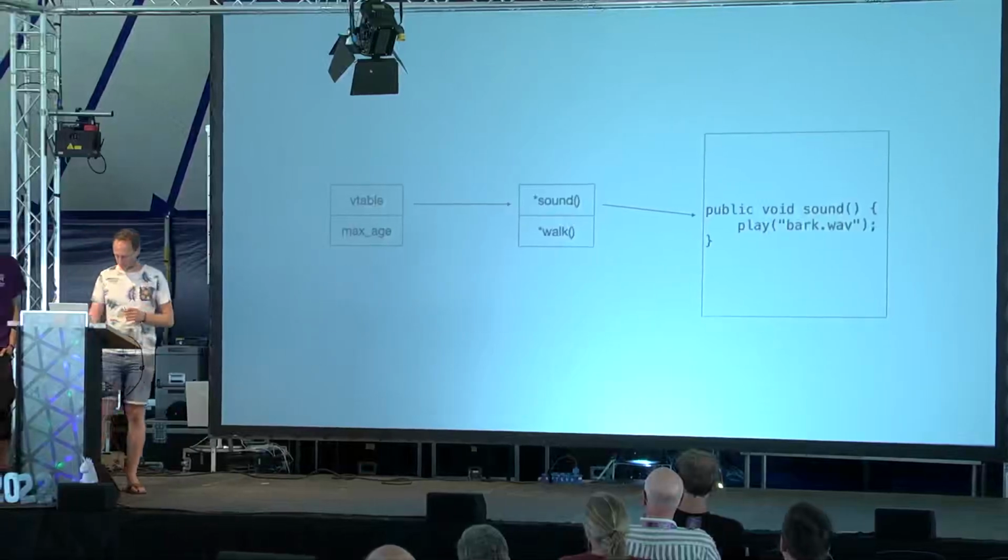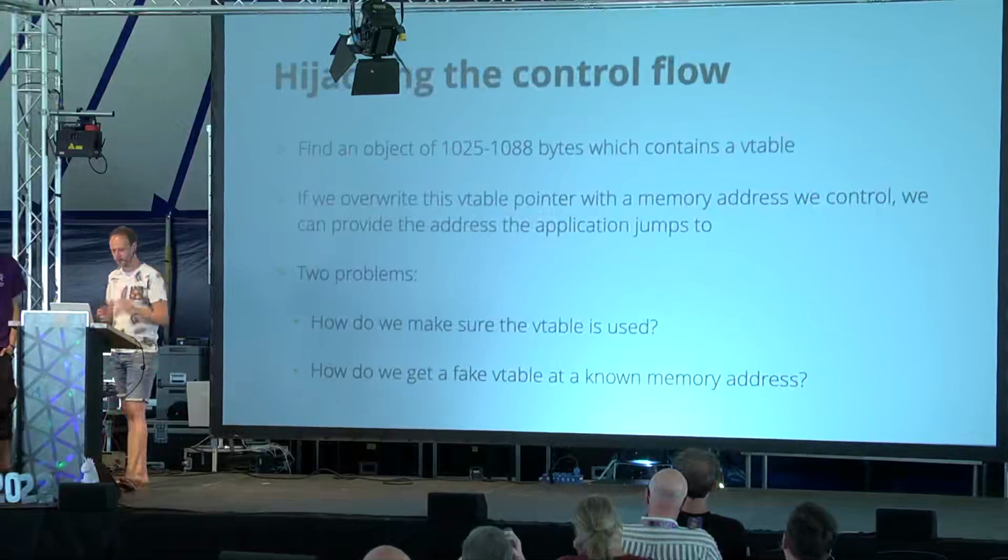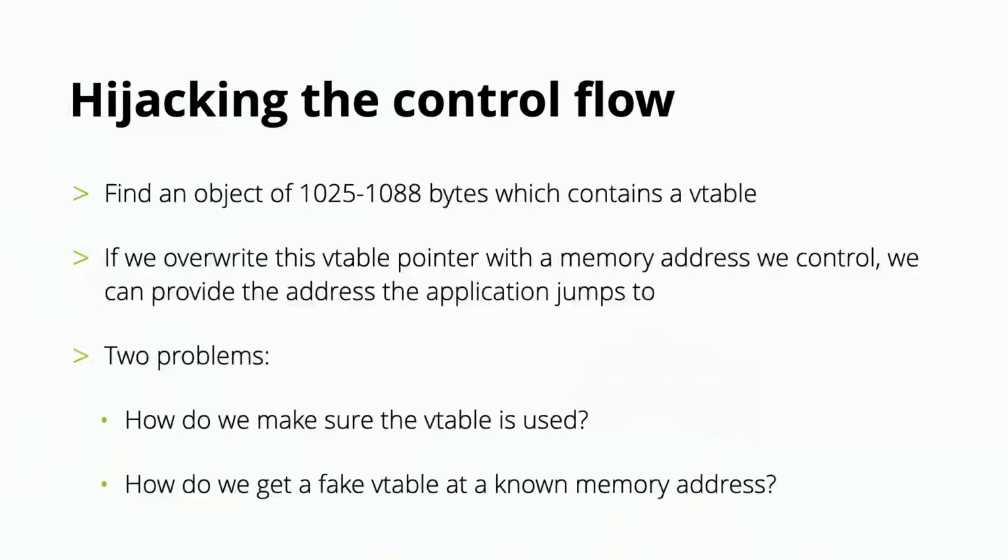So, it looks simple, but that was quite difficult, because first we had to find an object of the right size that was in our bucket. Then we needed to override that vtable pointer with a memory address we know about and where we can control the data, which is a whole different problem. And we had to make sure that the vtable was actually used. So the first step was, let's find a vtable pointer we can override that is actually being used by the application. So we spent quite some time on this, and eventually we found the solution in this sound.